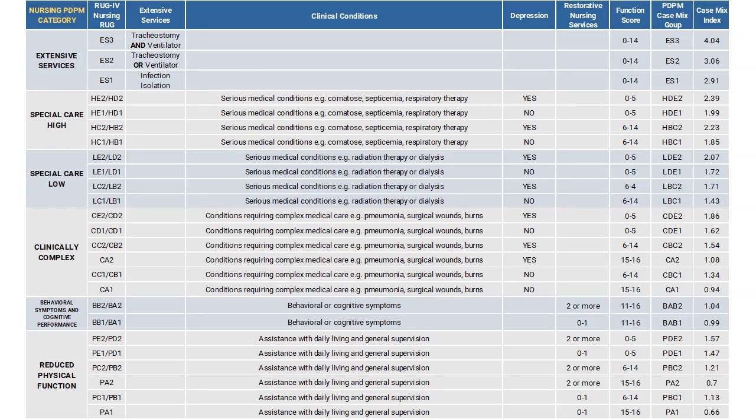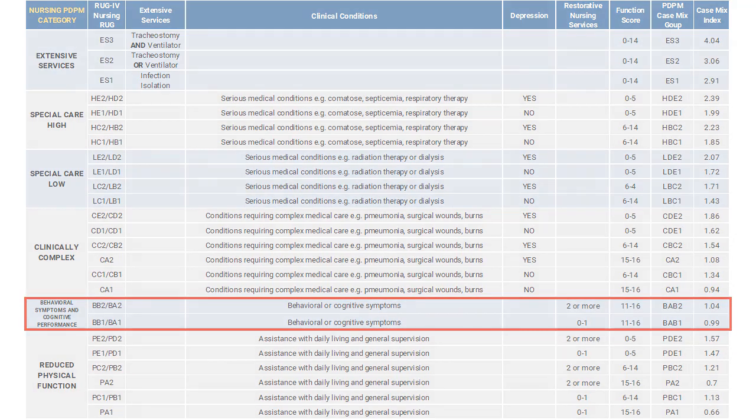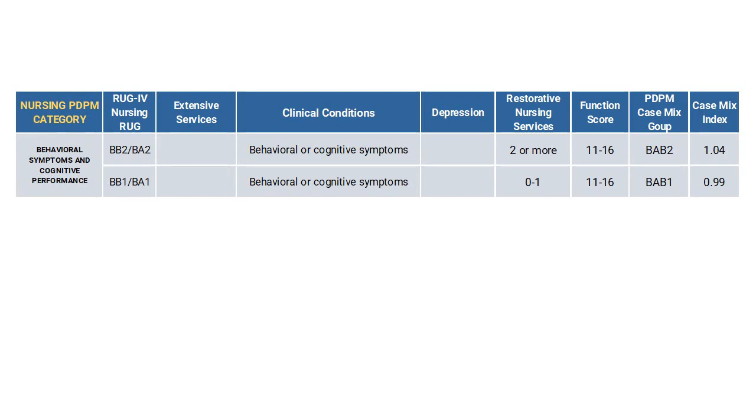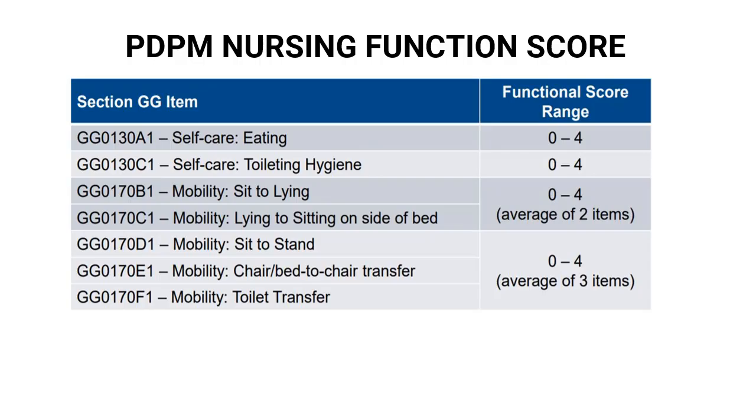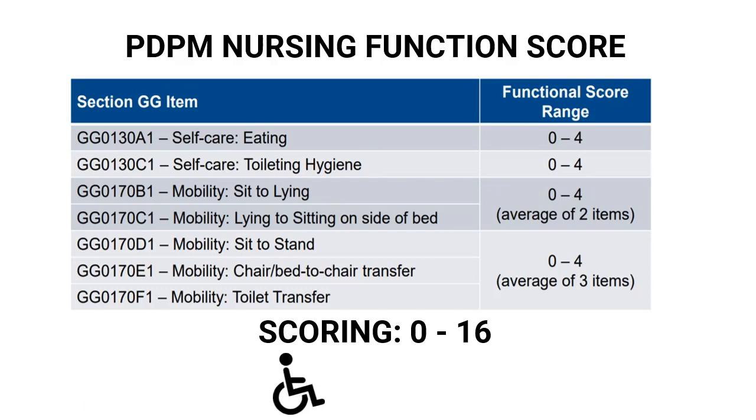Today's training will focus on the Behavioral Symptoms Cognitive Performance category and the nursing component of PDPM. The first step in determining any PDPM nursing category is to determine the nursing function score from these 7 Section GG activities. This is the PDPM function score for the nursing component. The PDPM function score for the nursing payment ranges from scores 0 through 16. The higher the nursing function score, the more independent the resident is with the activity.